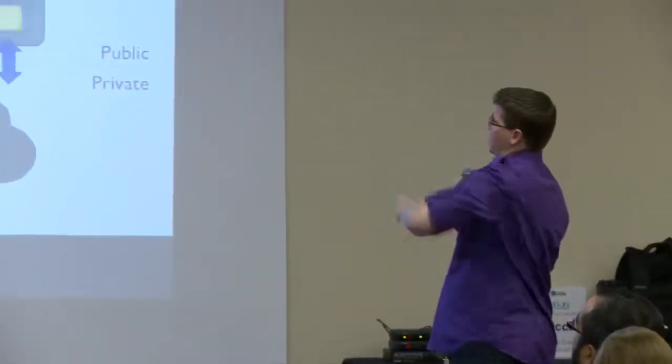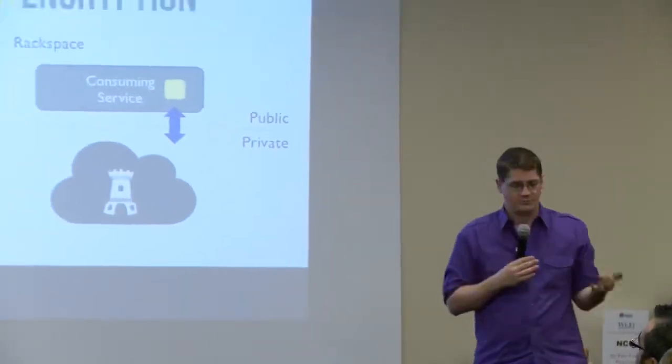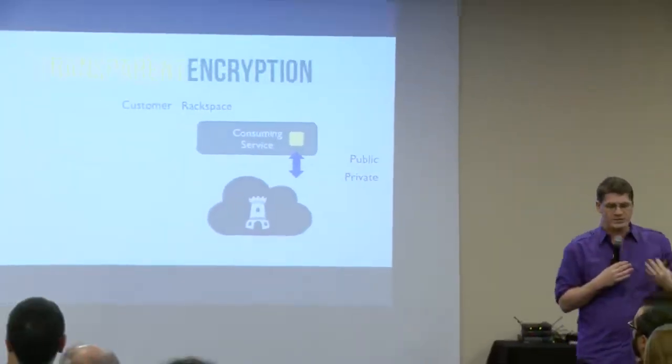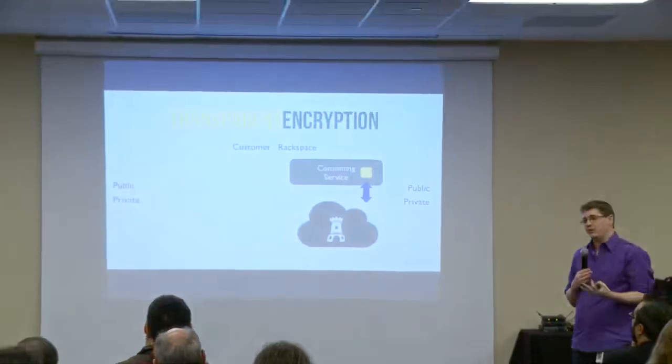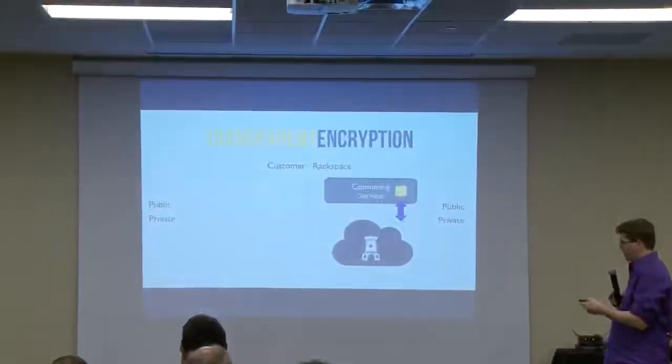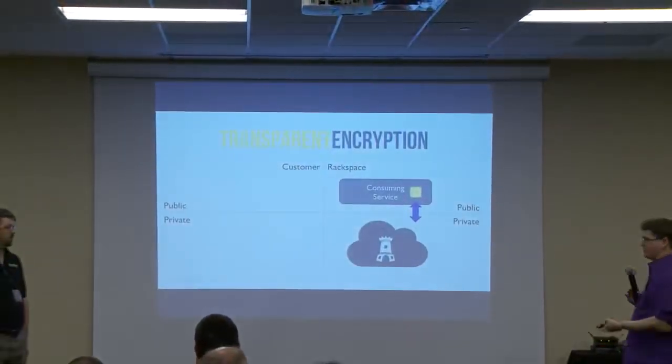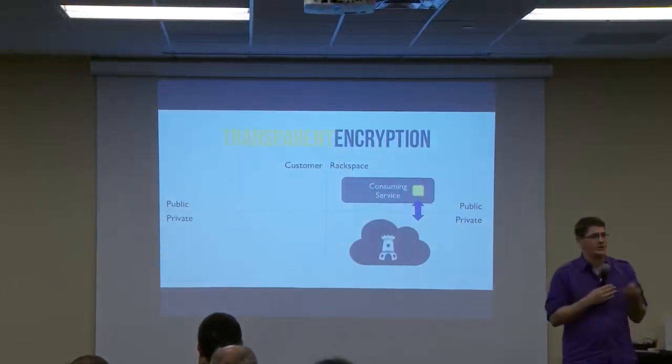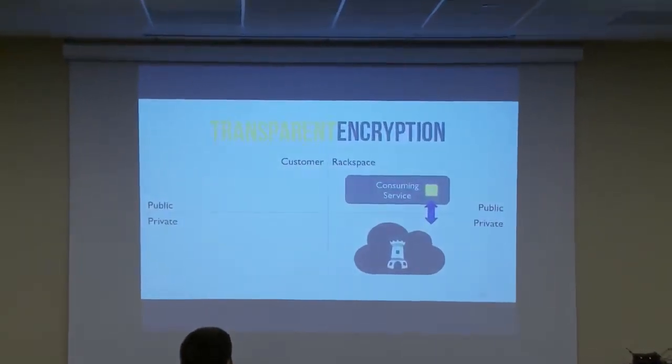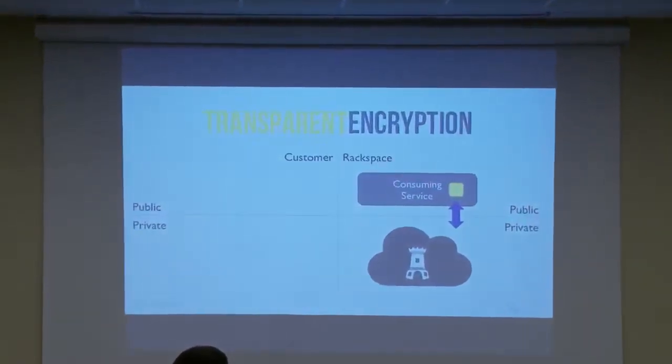So if you look at the transparent encryption model, we have this idea: customer has public facing, private facing, and Rackspace has our public cloud and our private piece, right? And so in this case, Rackspace is generating and storing the key for you. And we put a little library in the consuming service. So you can, for example, use Swift or Cloud Files, which is kind of the same as S3 if you're familiar with the Amazon side of things.